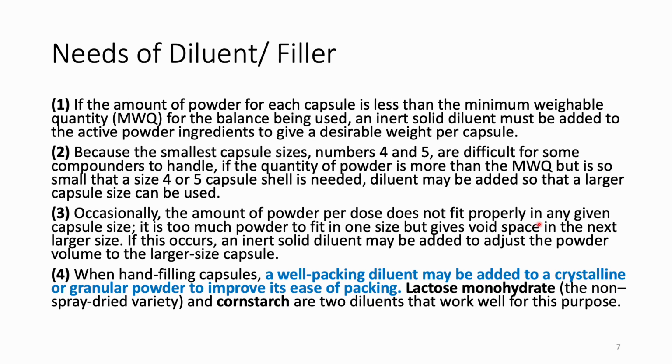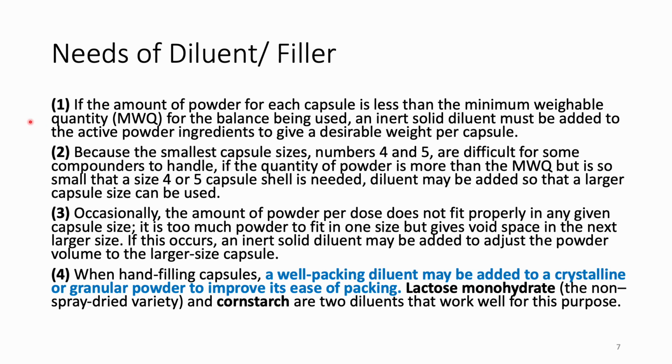As we know, in making a compounded capsule, the diluent or filler is the most important, especially when the amount of drug is not enough to form the volume in the capsule. Here are some rules for the need of diluent or filler. If the amount of powder for each capsule is less than the minimum weighable quantity for the balance being used, an inert solid diluent must be added to the active powder ingredients to get a desirable weight per capsule.